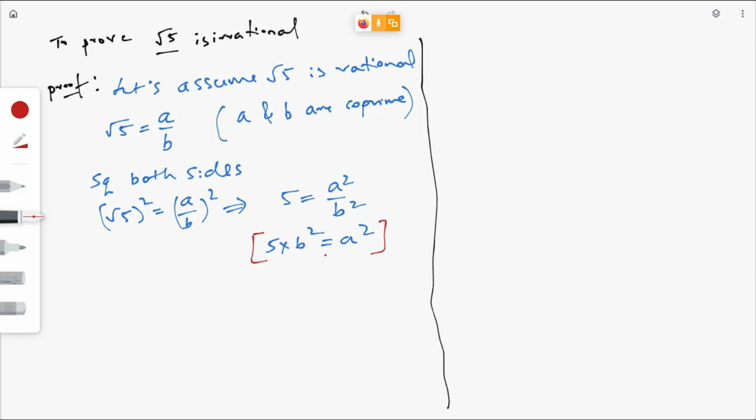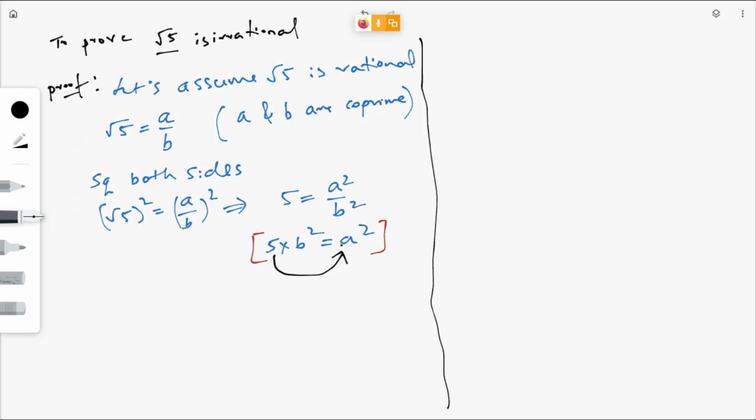5 into b square is equal to a square. See here, if 5 into b square is equal to a square, then 5 divides a square.